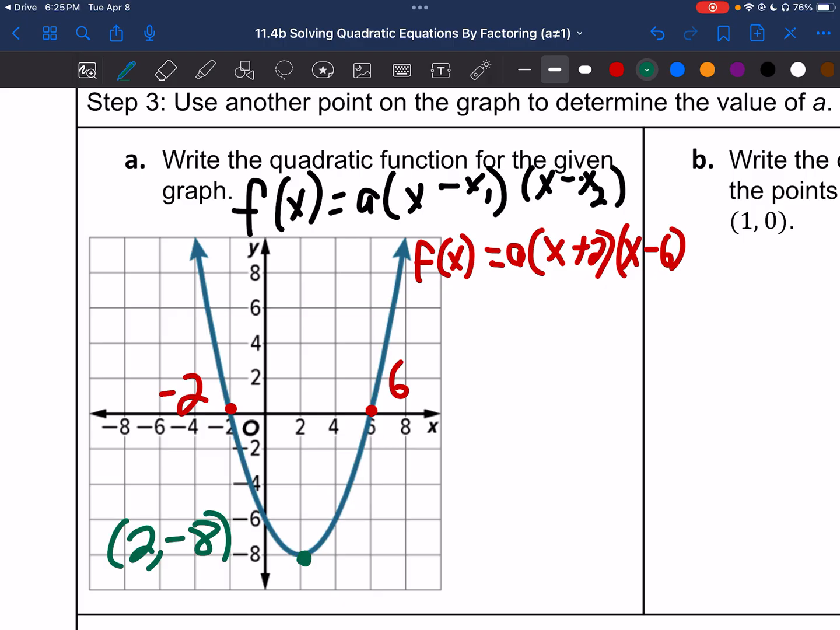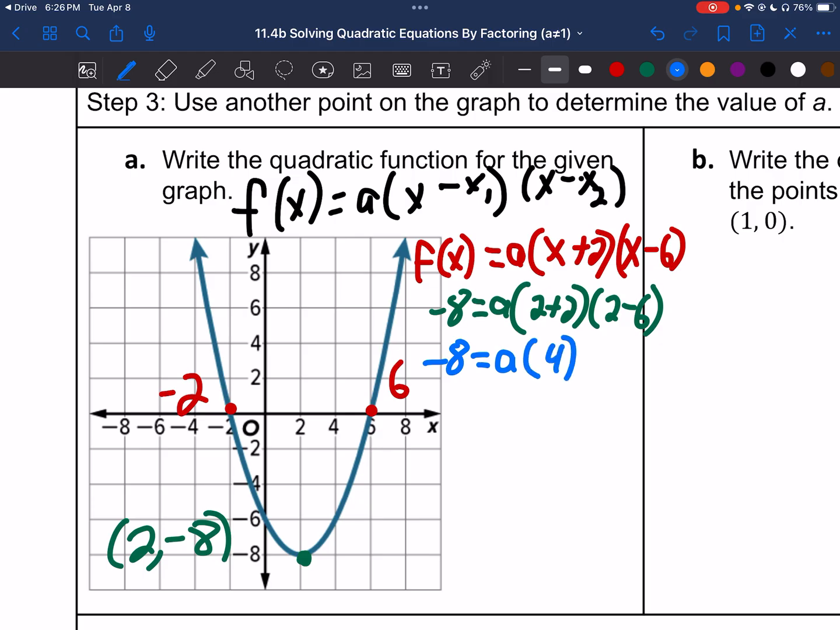So we have negative 8 is equal to a times 2 plus 2 times 2 minus 6. So we have negative 8 equals a times, what's 2 plus 2? It is 4. 2 minus 6 is negative 4. So negative 8 is equal to negative 16a. And then what do we need to do here? We need to divide by negative 16. And we get positive 1/2 is our a value.